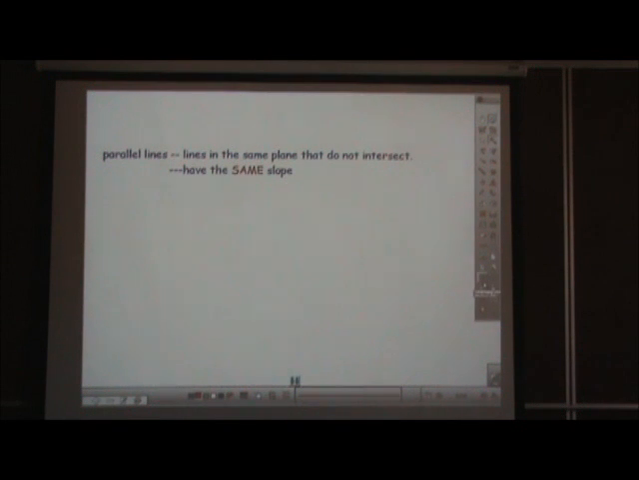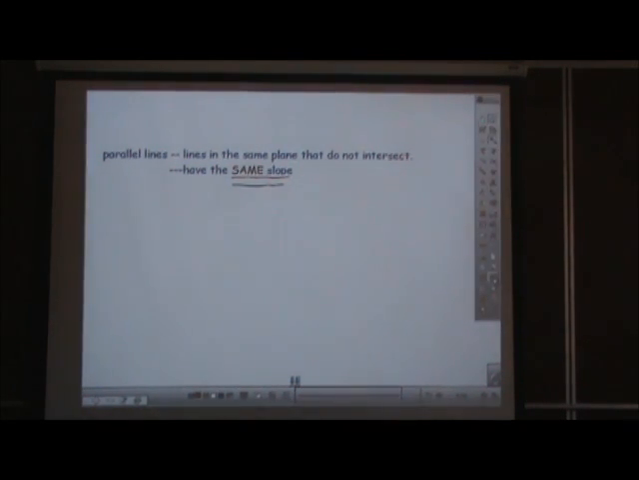So the first thing about parallel lines is you have to remember the definition: these lines are in the same plane, but they do not intersect. So they're always the same distance apart. And in order to keep them the same distance apart, they have to have the same slope. So if we're looking at equations, we could tell if they're parallel if we know the slopes of the lines. If the slopes are exactly the same, then the lines are parallel.